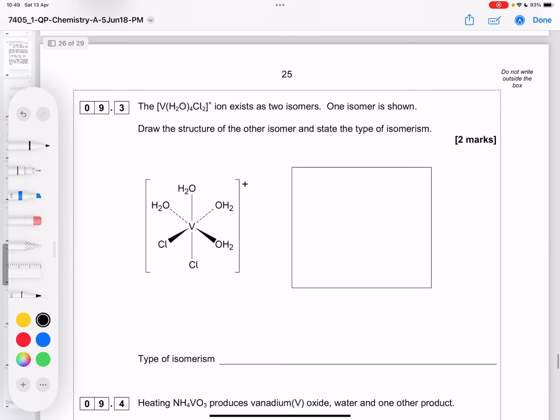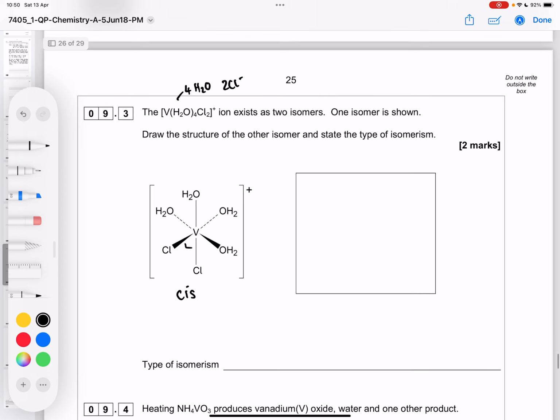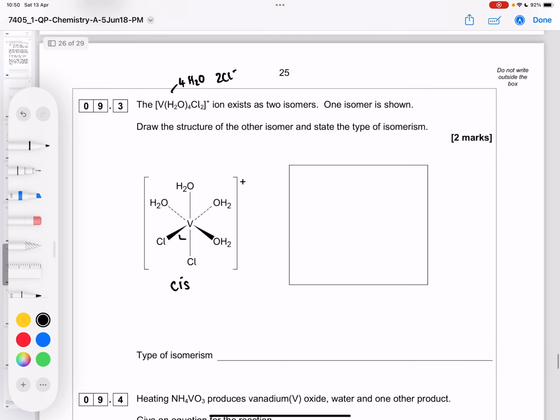The next is a complex ion. It's got 4 water ligands and 2 chloride ligands. So we've got 4 H2Os and 2 Cl- ligands. One isomer has been shown. And what they've shown us here is an isomer where these two are 90 degrees apart. So this is the cis isomer. What we now need to draw is the trans isomer.